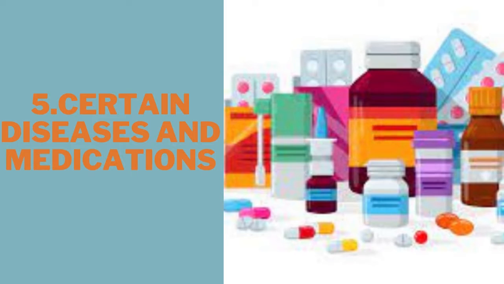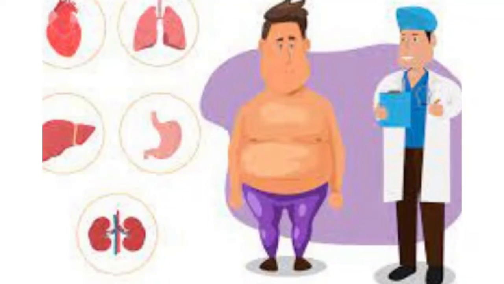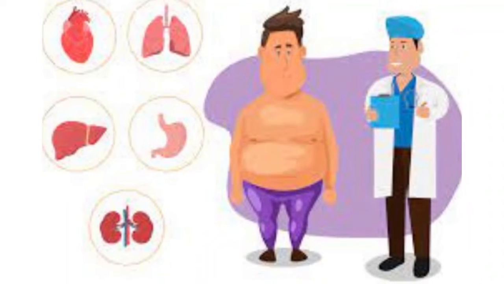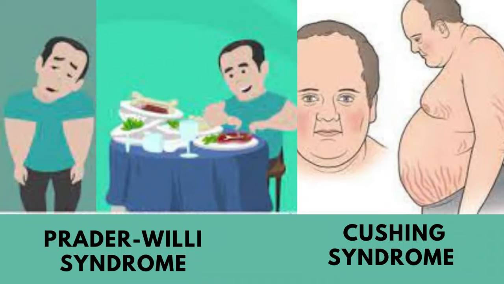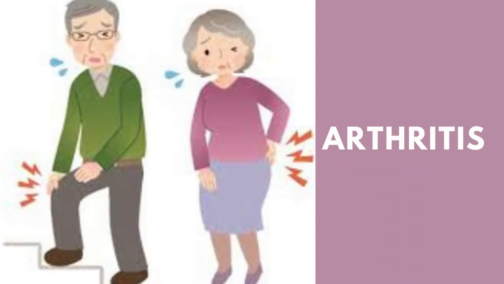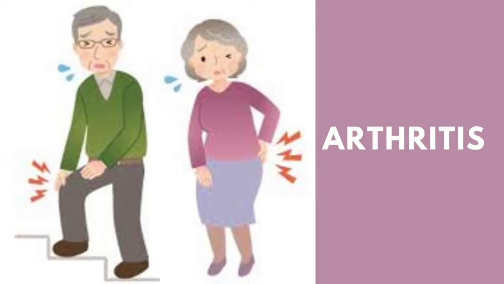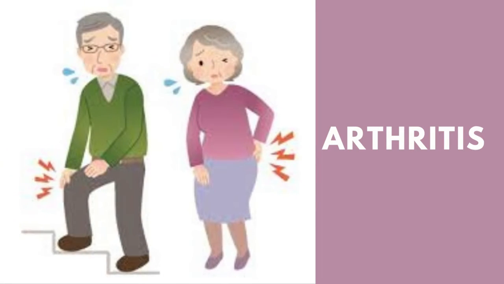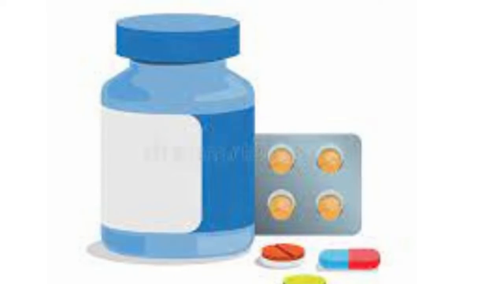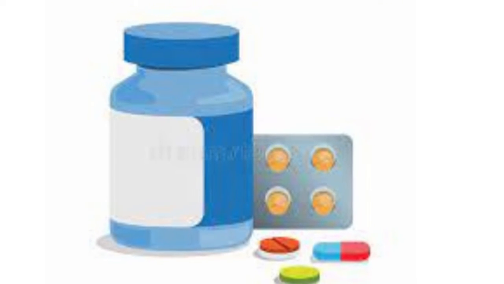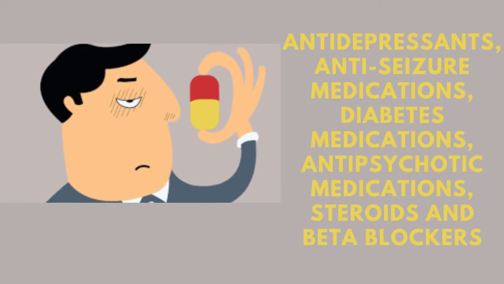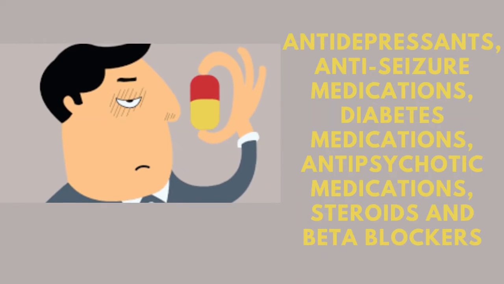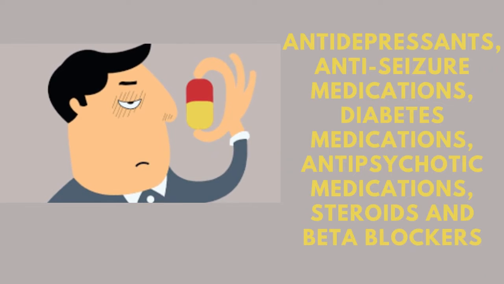5. Certain diseases and medications. In some people, obesity can be traced to a medical cause, such as Prader-Willi syndrome, Cushing syndrome and other conditions. Medical problems, such as arthritis, also can lead to decreased activity, which may result in weight gain. Some medications can lead to weight gain if you don't compensate through diet or activity. These medications include some antidepressants, anti-seizure medications, diabetes medications, antipsychotic medications, steroids and beta blockers.